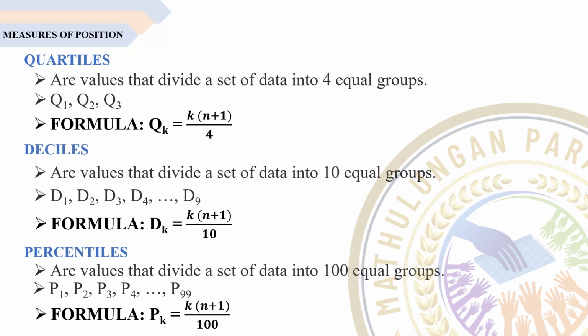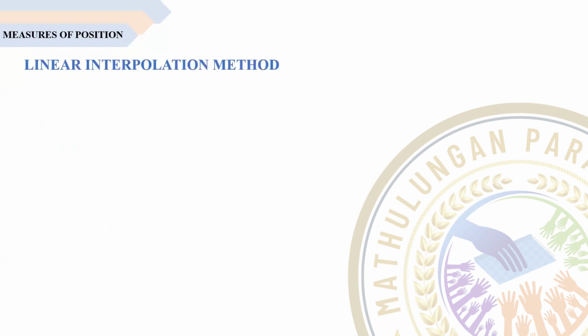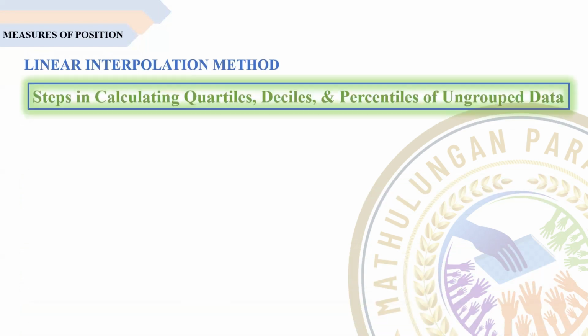So kung titignan natin ng mabuti ang tatlong measures of position, halos pare-parehas lang ang kanilang formula. Ang naiiba lang dito ay yung kanilang denominator. Again, sa quartiles natin, ang ating divisor ay 4. Ang deciles natin, ang divisor ay 10. At ang percentiles natin, ang ating divisor ay 100. Using the linear interpolation method, paano nga ba natin masasolve ang measures of position?